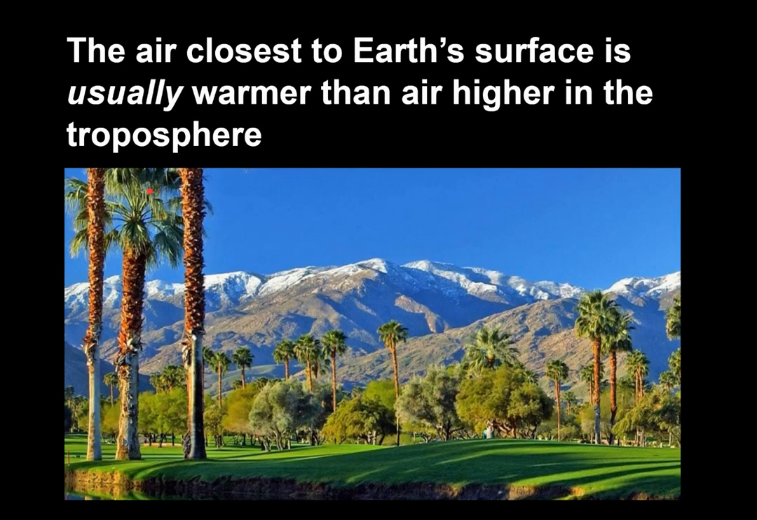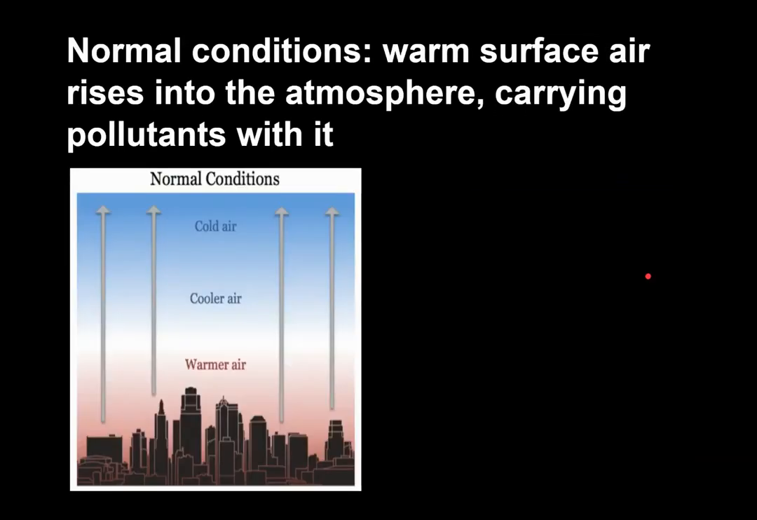Second, you need to remember that air closest to Earth's surface is usually warmer than air higher in the troposphere. That's why you can enjoy a balmy day of golf in Palm Springs while there's snow on the peaks of the nearby mountains. This means that under normal conditions, warm air from near the surface of the Earth is constantly rising into the higher atmosphere, bringing our pollution with it and dispersing it into the upper atmosphere.